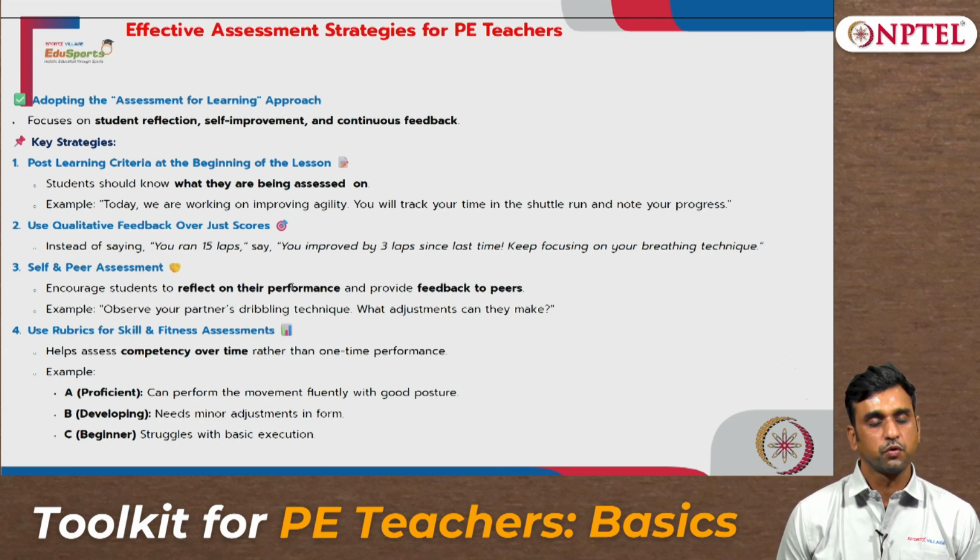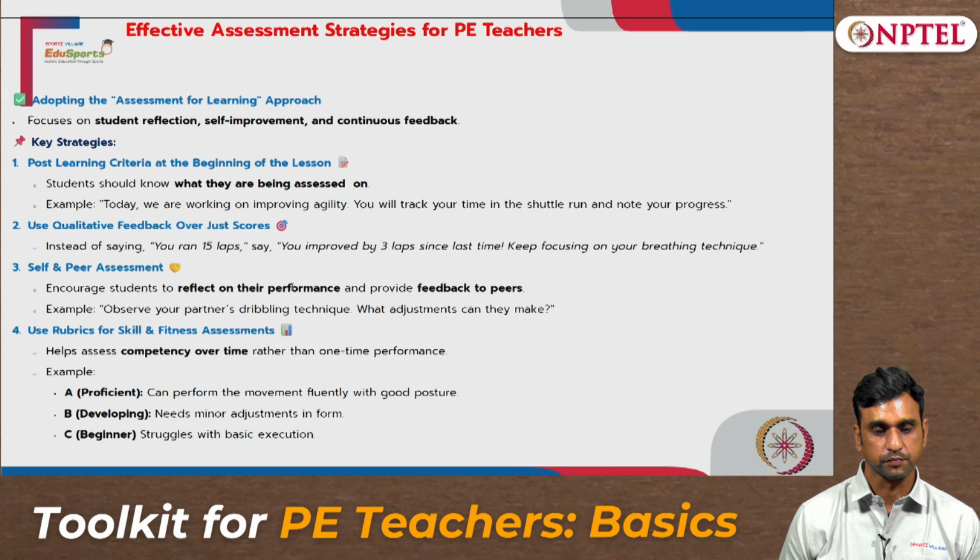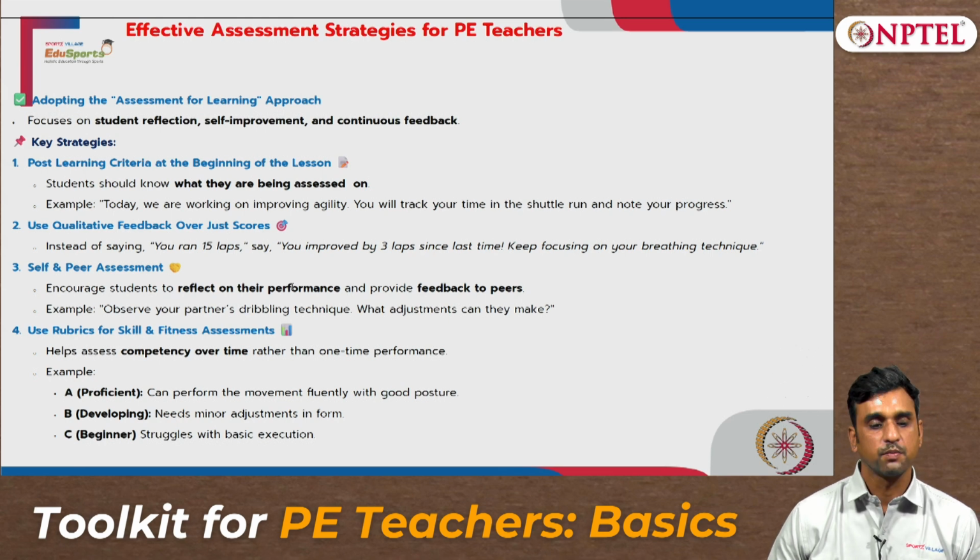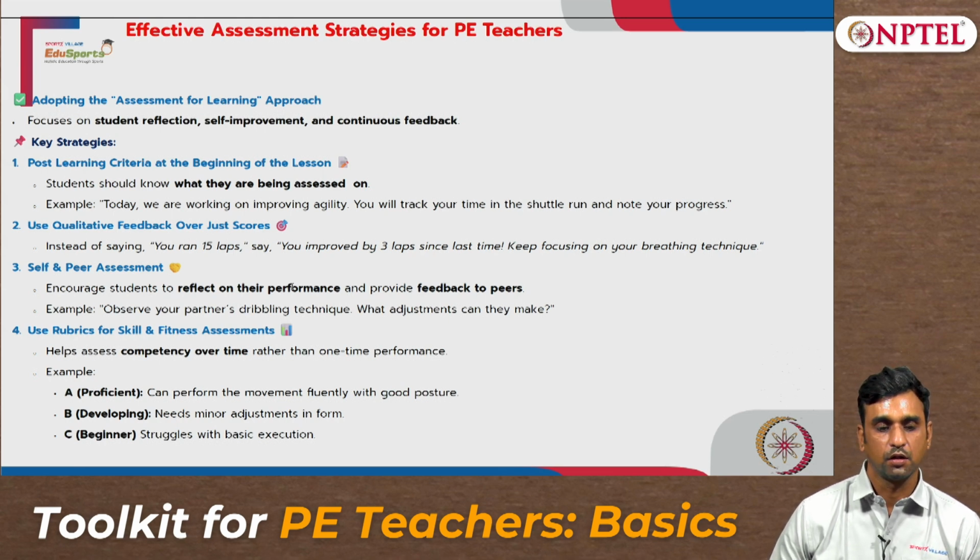Fourth is use rubrics for skill and fitness assessments. These help assess competencies over time rather than just one-time performance. So it could be A, B, and C, which is beginner, developing, and proficient. And we will touch upon these grading systems and creation of rubrics in the skill assessment section. So these were some of the strategies for assessments.